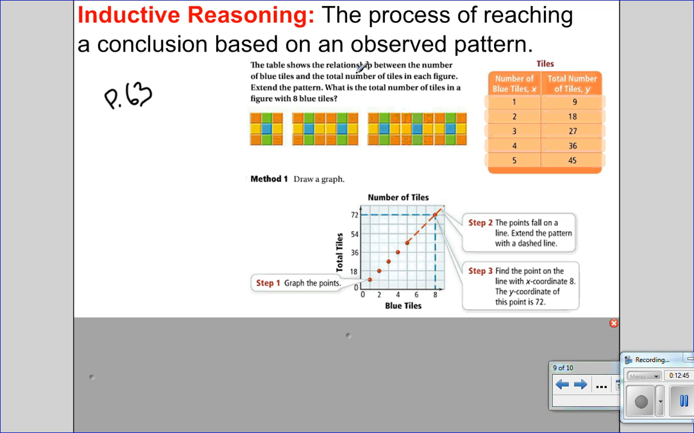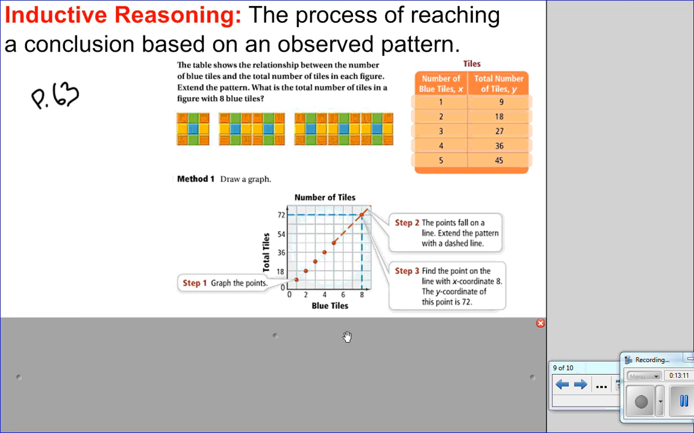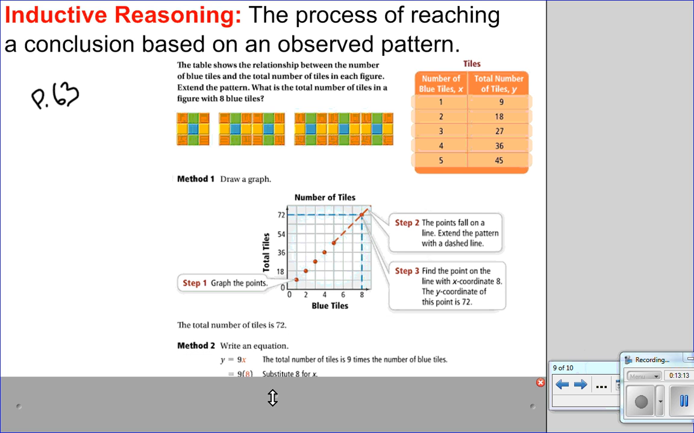Next, we need to figure out the number of total tiles in the figure with 8 blue tiles. So I go all the way to 8, right here. I stop at 8, and then I find out what my y coordinate is going to be, and it's 72. So therefore, when x is 8, the number of blue tiles, there's 72 total. Another way you could have identified that is with an equation.